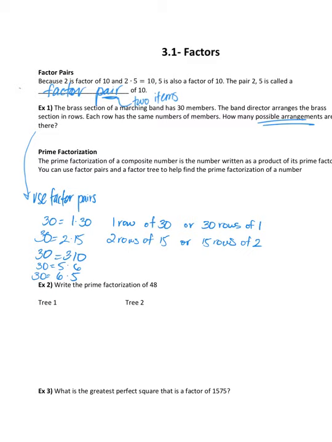So I'm going to go back. I'll just jump over here. 30 equals 10 times 3. 30 equals 15 times 2. And 30 equals 30 times 1. Okay? So in total, and I will highlight, 1, 2, 3, 4, 5, 6, 7, 8 possible arrangements.